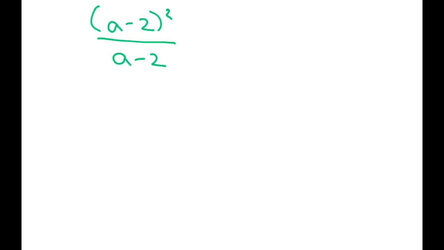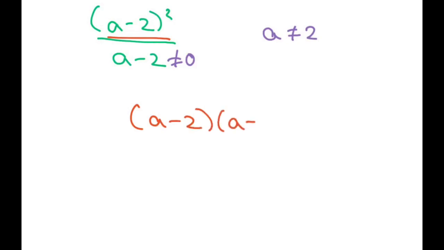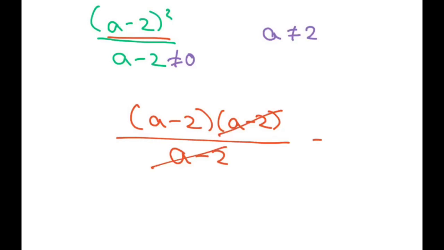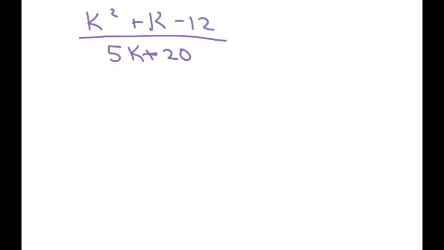Okay, in this one, look at your denominator. Our denominator cannot be 0, so a cannot be 2, because 2 minus 2 would be 0. So let's simplify this. I'm going to write this out twice: a minus 2 times a minus 2 over a minus 2. So I can cross that set out, and I'm left with a minus 2. I think I have one more.